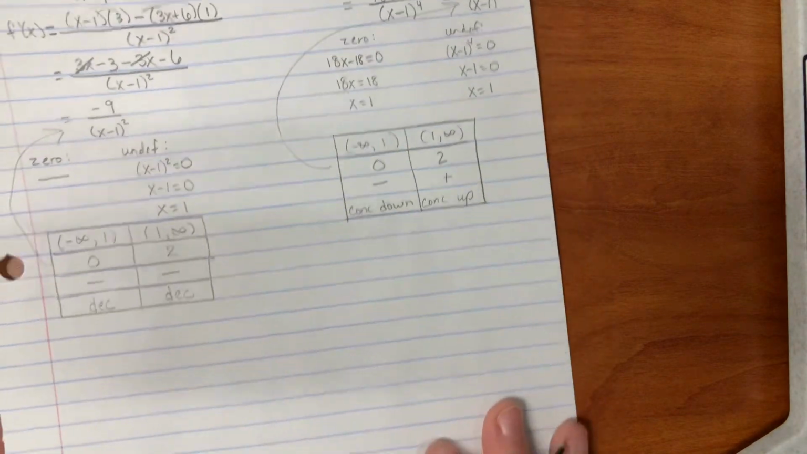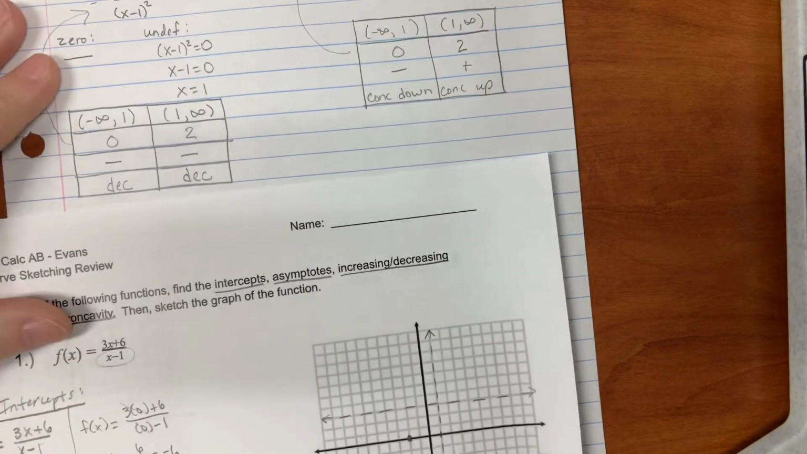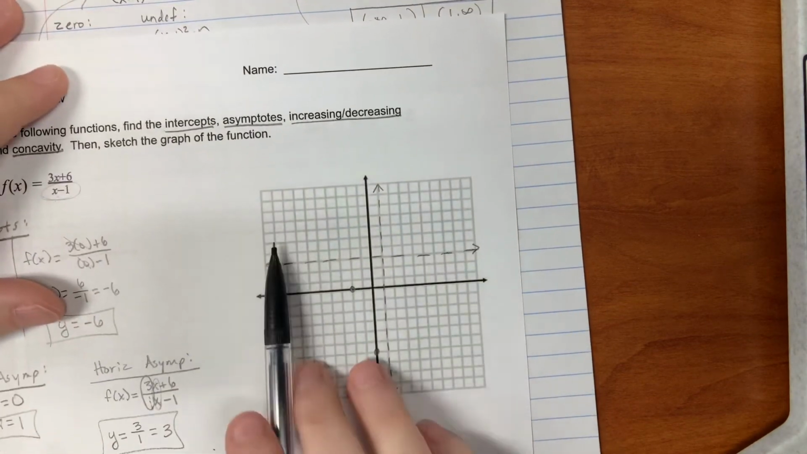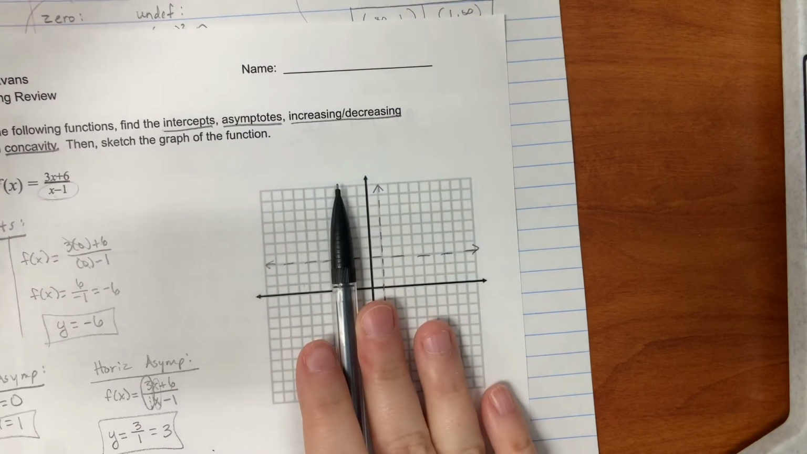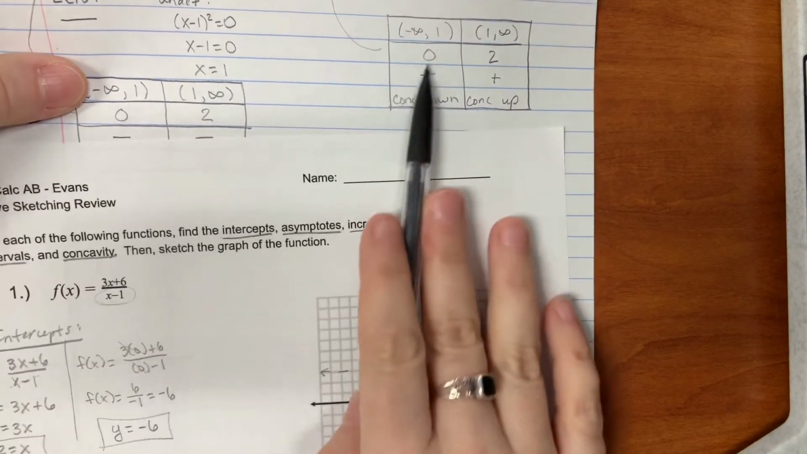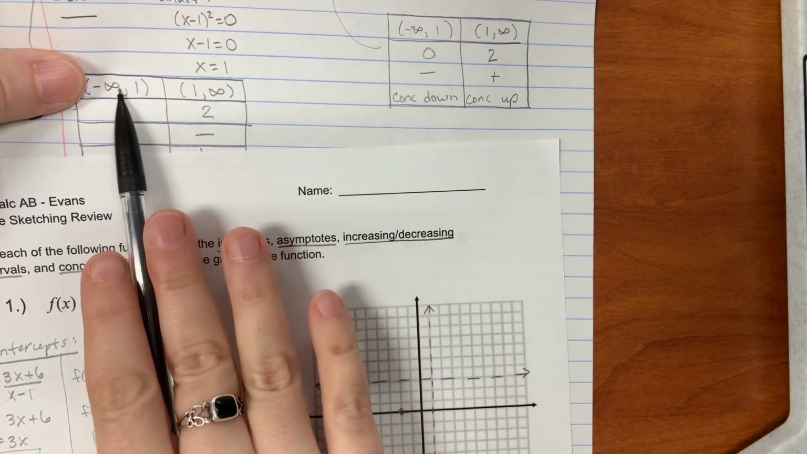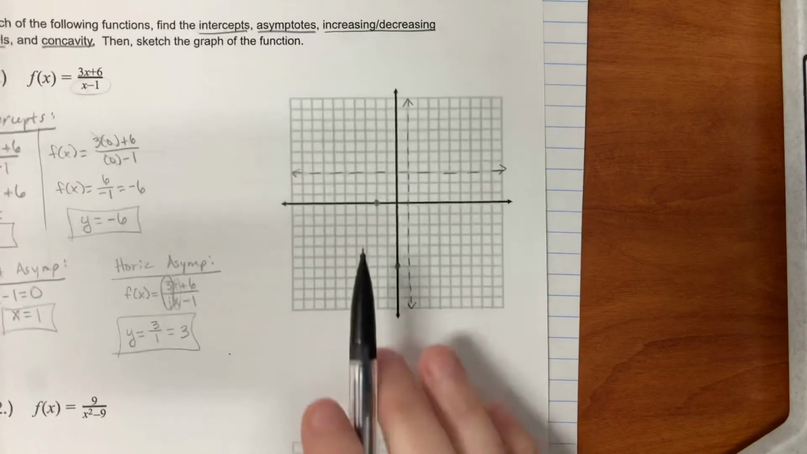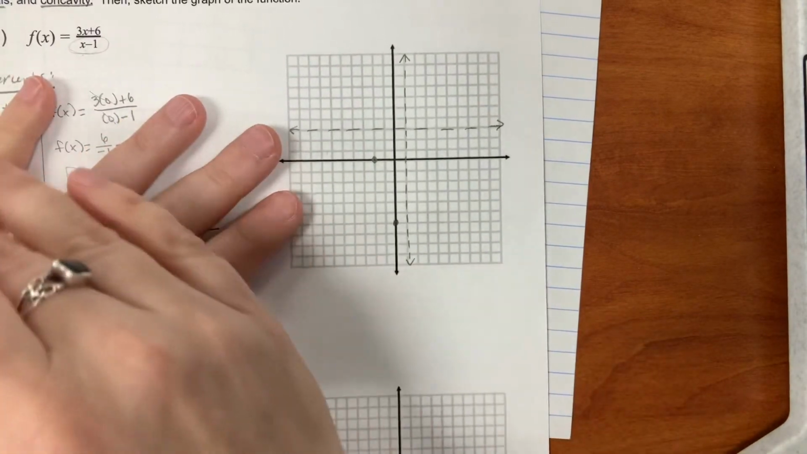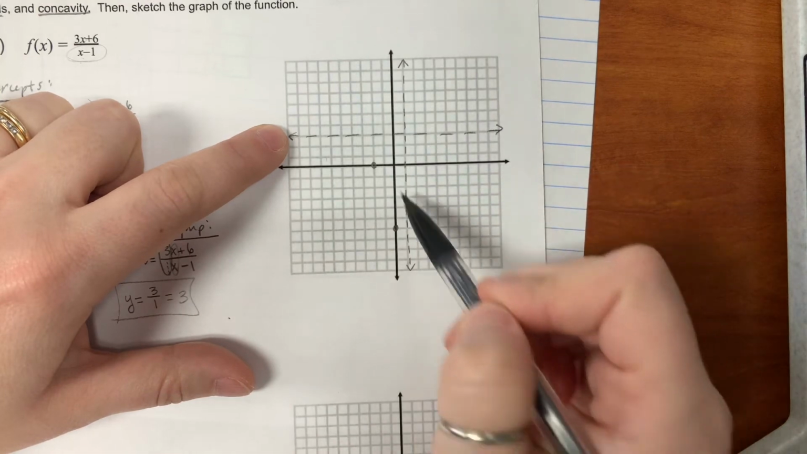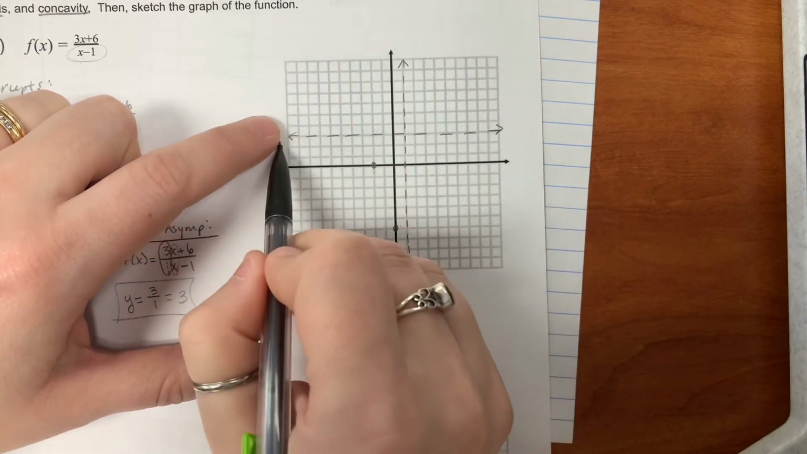All right, so now let's see what that means as far as my graph goes. So I know from negative infinity up to 1, so in this section of my graph, from negative infinity up to 1, I had a decreasing interval and it was concave down. So from negative infinity up to 1 in both of those cases, I had decreasing and concave down. So in this section right here, I know that my function is going downward, it's decreasing, and it's cupped down because it's concave down. Well, with this asymptote right here and this asymptote and these intercepts, that tells me it looks like this.